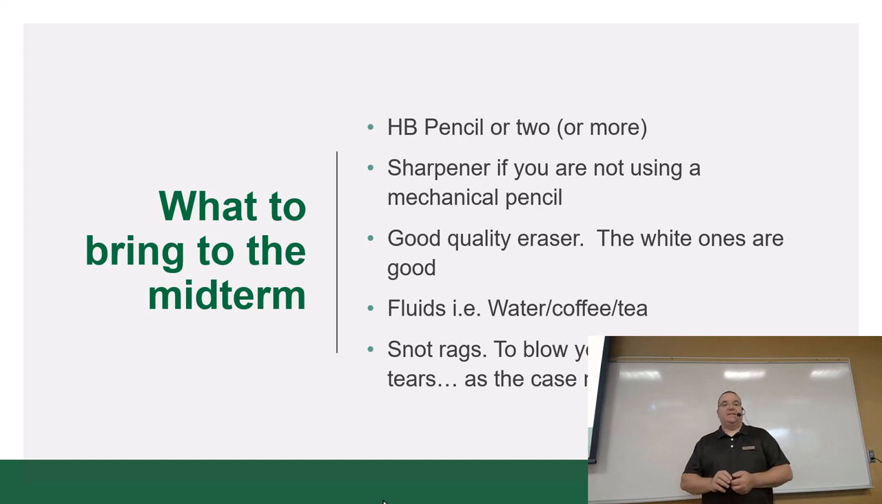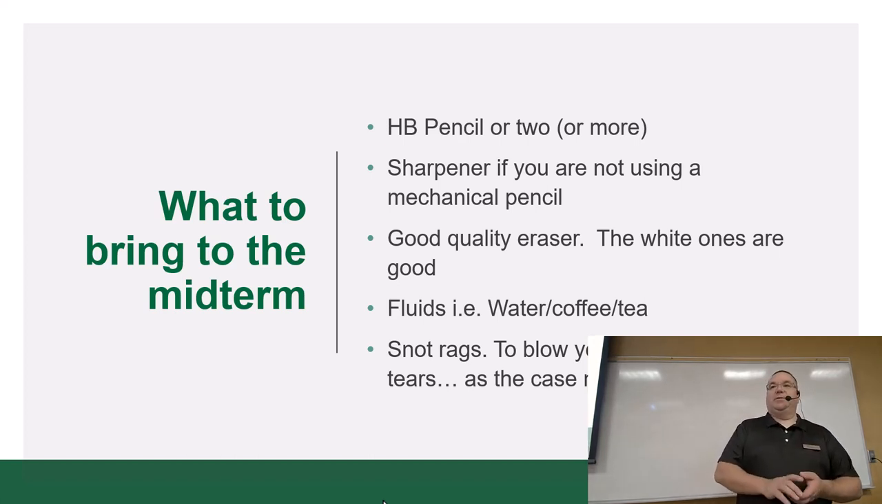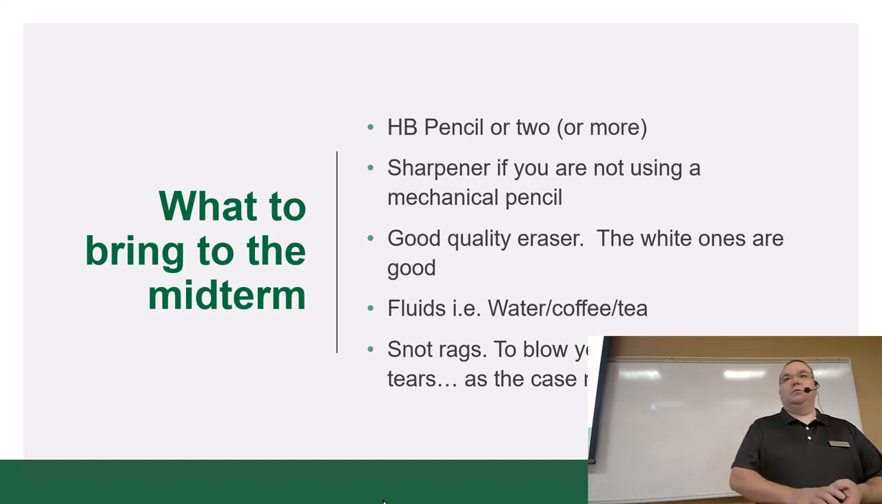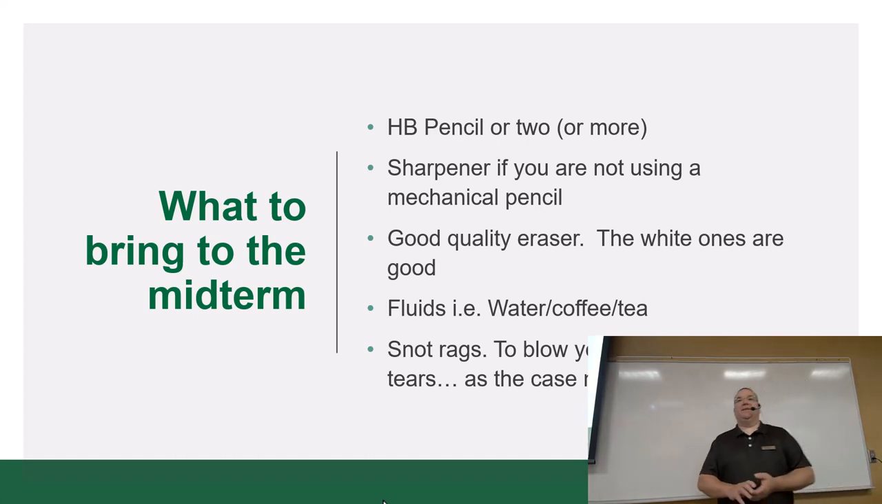Okay, what to bring to the midterm? HB pencil, or two, or more, depending how lucky or unlucky you are with your pencils. I literally have only one HB pencil left, so you're not getting mine, because I need it for my Scantron sheet. A sharpener, if you're not using a mechanical pencil. Good quality eraser. The white ones are usually pretty good. Bring something to drink in case you gag out during the test. It happens.